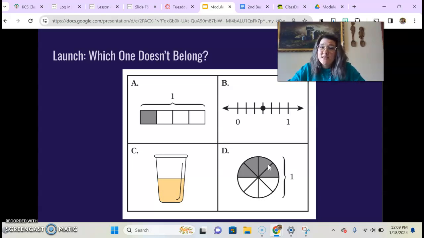Someone could have chosen B, that it's more of a linear model. It's not a tape diagram. It's not a circle. It's not a cup. So it's something that is just linear.